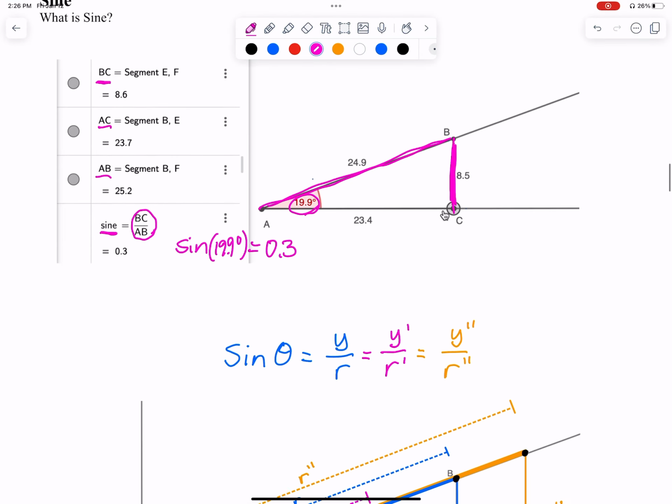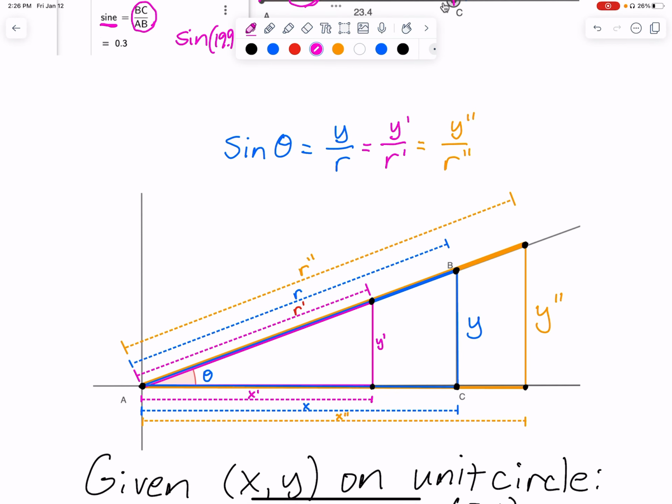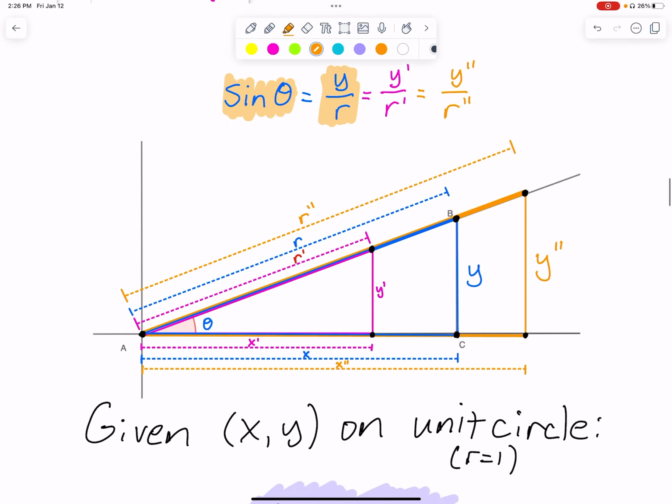So what does that mean? Well, let's go back to our notes here. If I want to find the sine of an angle, this is the definition of sine: all it is is y over r, where r is my distance, the hypotenuse. If I take any of those triangles that I have and divide y prime over r prime, or y over r, or y double prime over r double prime, I always get that 0.3 if it was 19.9.